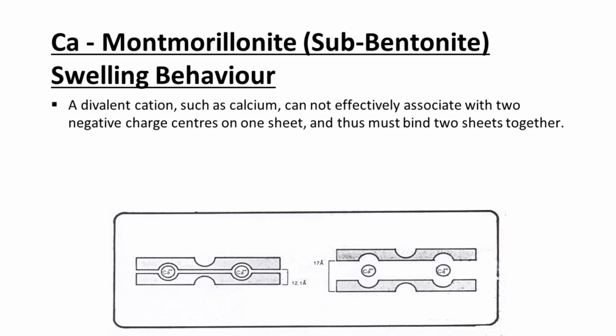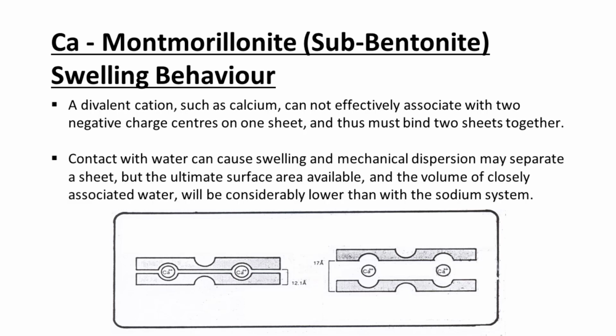A divalent cation, such as calcium, cannot effectively associate with two negative charge centers on one sheet, and thus must bind two sheets together. Even then, water can still cause swelling, and mechanical dispersion may separate a sheet, and the volume of closely associated water will be much smaller compared to the sodium system.